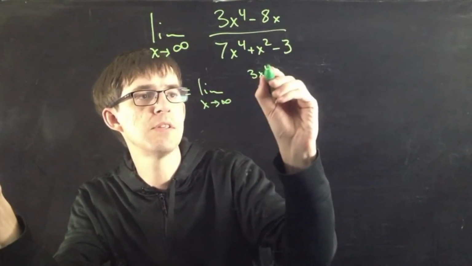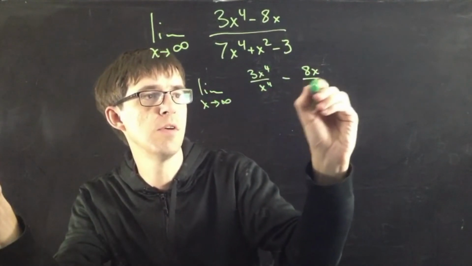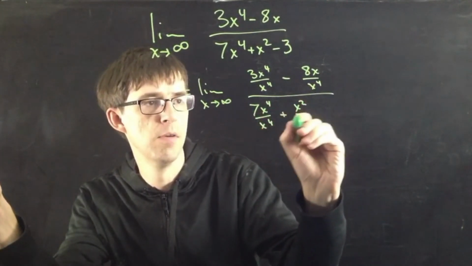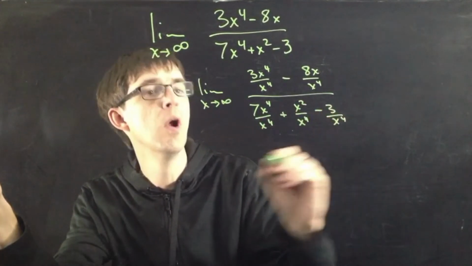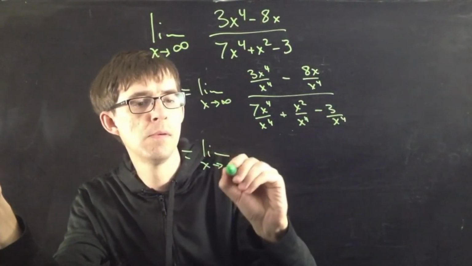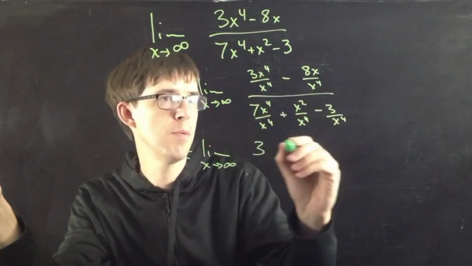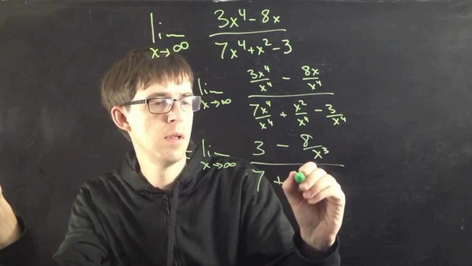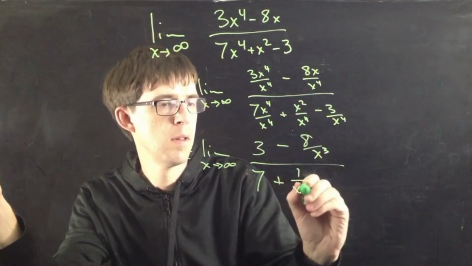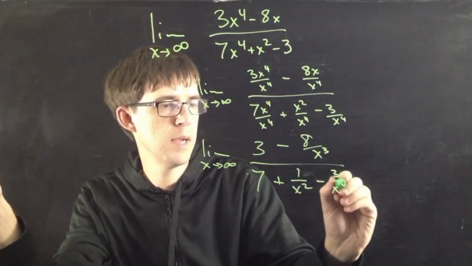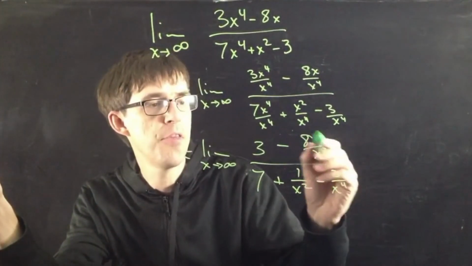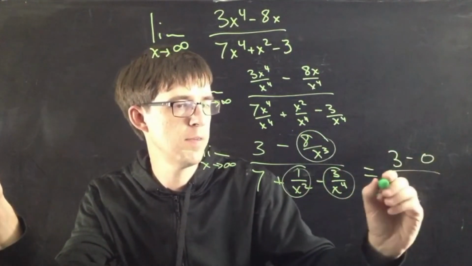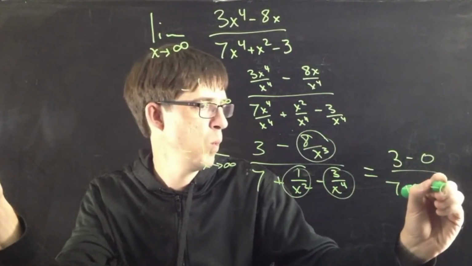So it becomes 3x to the 4 over x to the 4 minus 8x over x to the 4 divided by 7x to the 4 over x to the 4 plus x squared over x to the 4 minus 3 over x to the 4. We simplify where we can. Here I get 3, just 3. Here we have minus 8 over x to the 3rd. Here we have just 7. Here we have 1 over x squared. And here 9 minus 3 over x to the 4. And now when I take this limit, again, the things which have x's on the bottoms are going to turn to 0. So these 3 parts will become 0. And what remains is 3 minus 0 over 7 plus 0 minus 0.